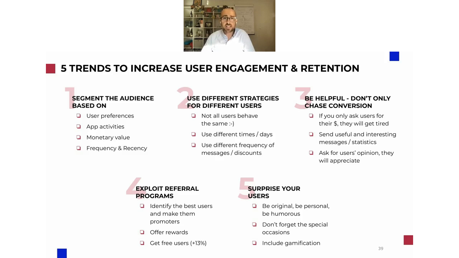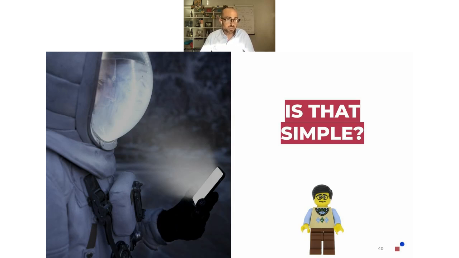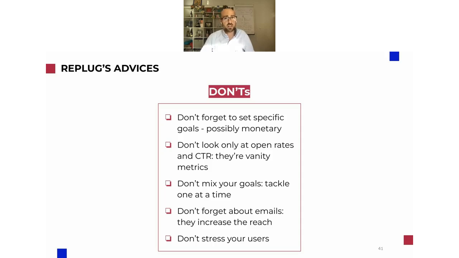And you would tell me, is that simple? I mean, it is simple, but it's a plan that needs to be done. And just to make it a bit more simple, here at REPLUG we identified 5 don'ts and 5 do's to execute the strategy better. In terms of things that we shouldn't do, first of all, in every action that you do in terms of engagement and CRM, we should always remember to set specific goals. So don't forget to set specific goals, possibly monetary, give a value to your activities.